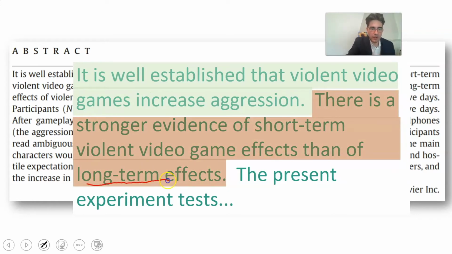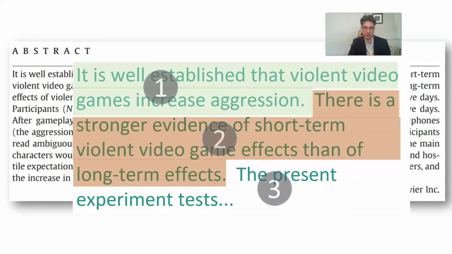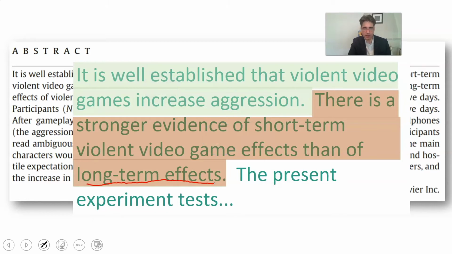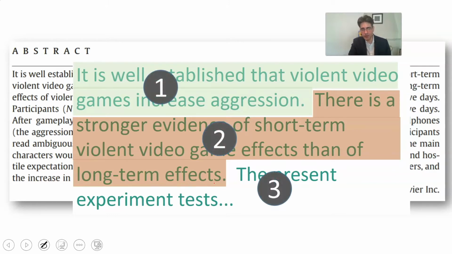That there aren't enough papers, there isn't enough research about the long-term effects of potential aggression increase related to violent video games. And then, of course, the third move, the present experiment that they're presenting, then thus tests the long-term effects. Very clear. And the effect on the reviewer when they look at this is very positive, because they see, okay, here's a conversation, here's the importance of this topic. This is the gap. There's still what we still need to know about that and why that's important. And then here's what they did.